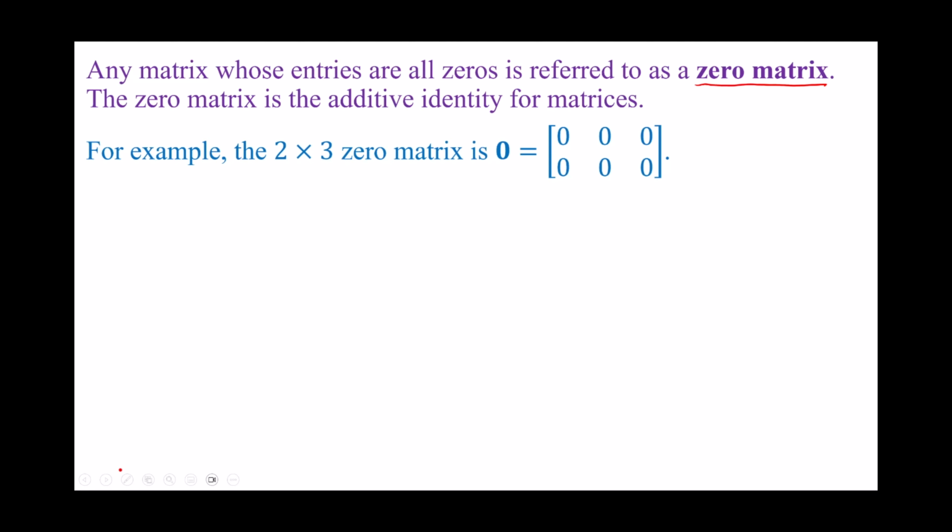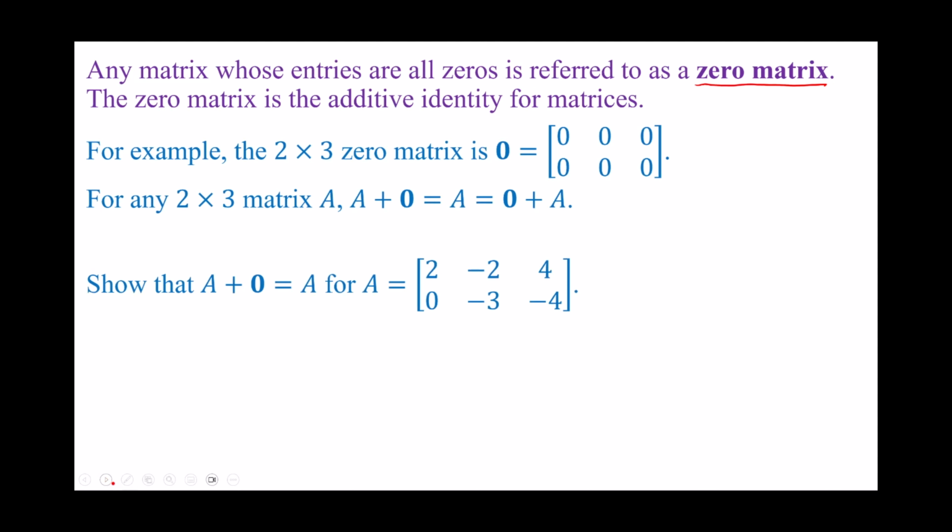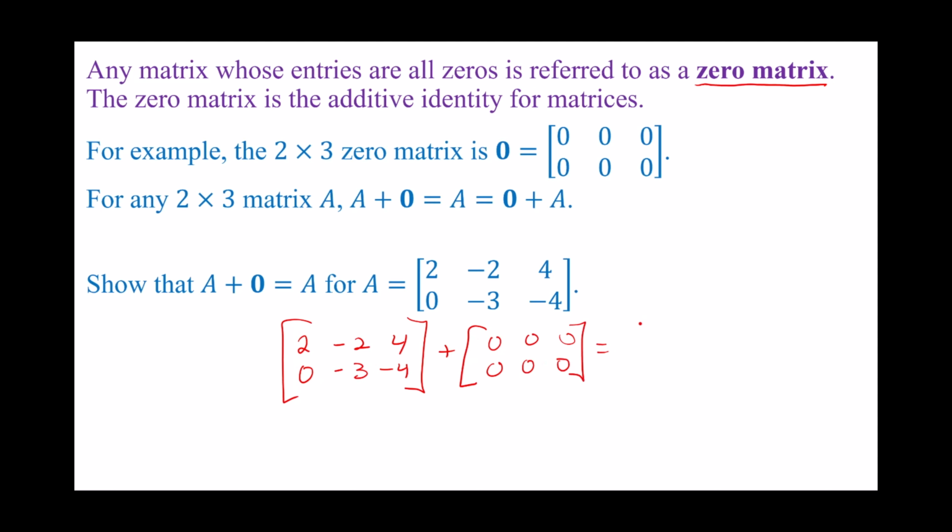So, for example, the 2 by 3 zero matrix is this matrix right here, where all of the entries are 0. So for any 2 by 3 matrix, A plus 0 has to equal A, has to equal 0 plus A. So let's show that A plus 0 equals A for this matrix here. That means I want to show that if I take this matrix that's given, matrix A, and I add the zero matrix of the same size, then I get A. So let's add these and see what I get. If I add all the corresponding entries, I'm just adding 0 to all of these numbers in the first matrix. So nothing changed, and I end up with A.